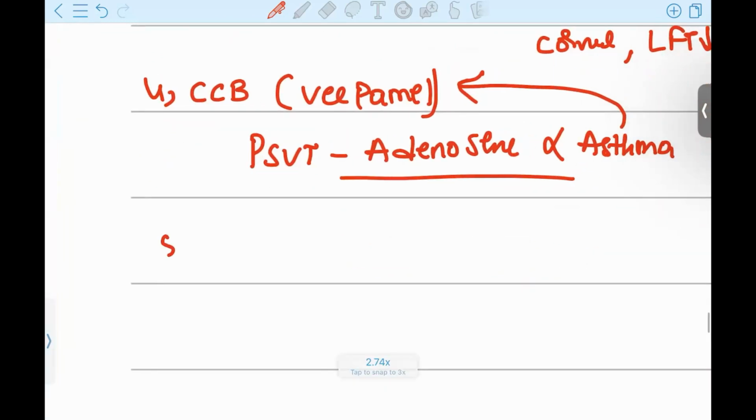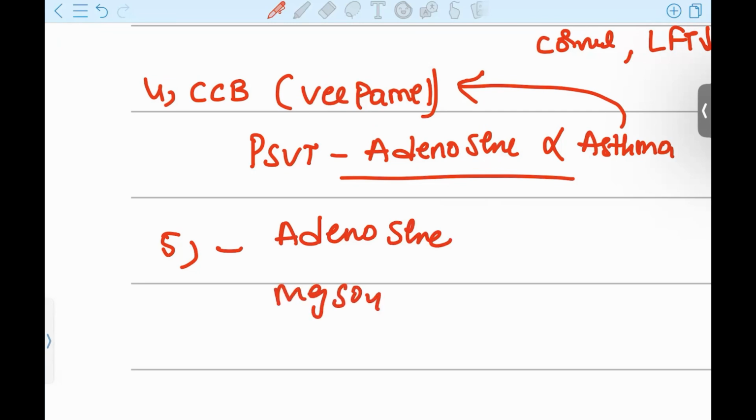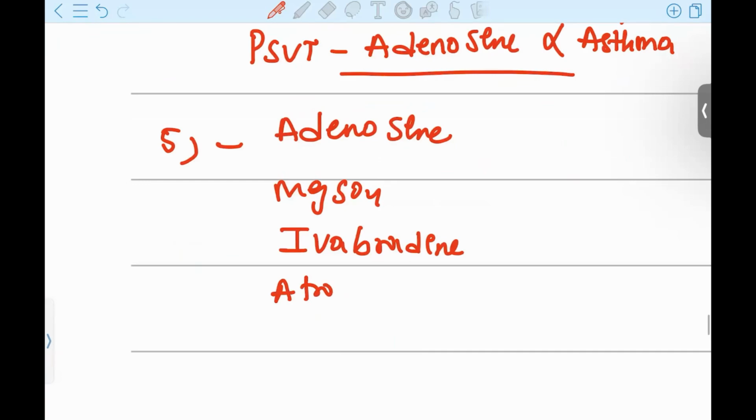And also we have the fifth classification. The fifth classification is usually multiple drugs. Like your adenosine is classified here, magnesium sulfate is classified here, and also ivabradine. This ivabradine is also used here as a fifth classification. And next are your atropine and the digoxin.